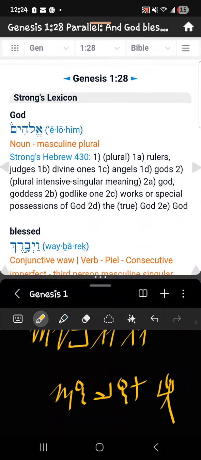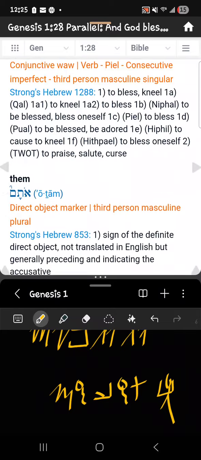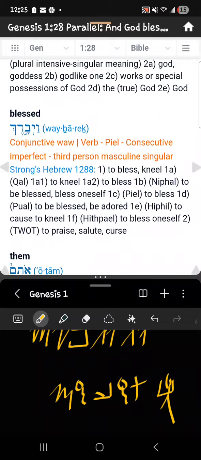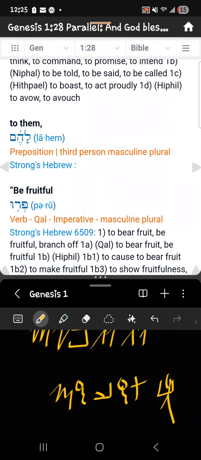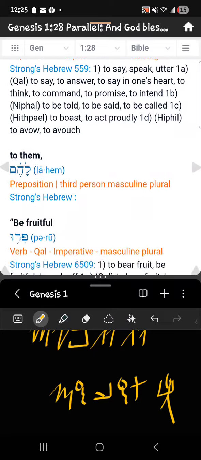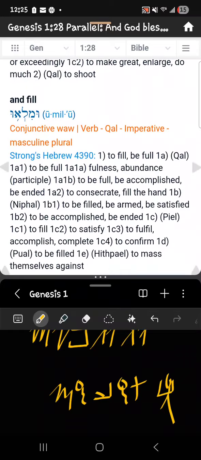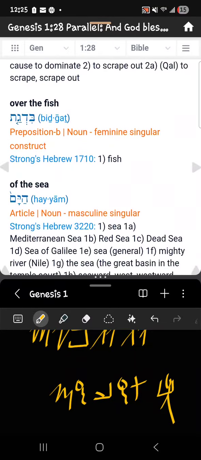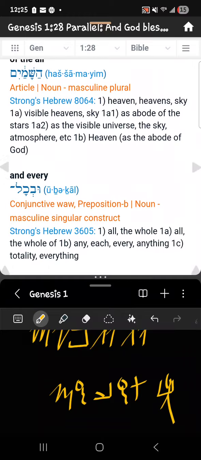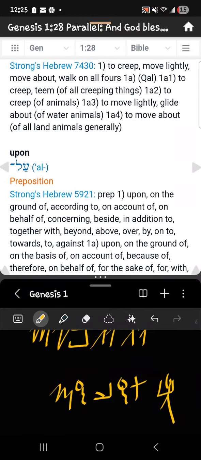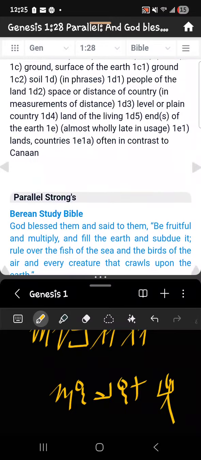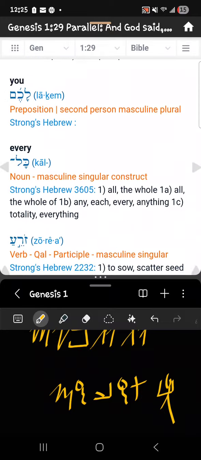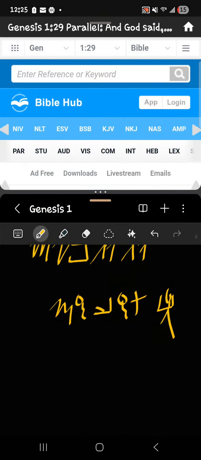Anyway. Allah Hayam wa yabarak. Atham. Them. How you say them? The them. Anyway. And Allah Hayam said to them, be fruitful and multiply, and fill the earth, and subdue it. Rule over the fish of the sea, and the birds of the air, and every creature that crawls upon the earth. Okay? Then Allah Hayam said, behold, I have given you, excuse me.